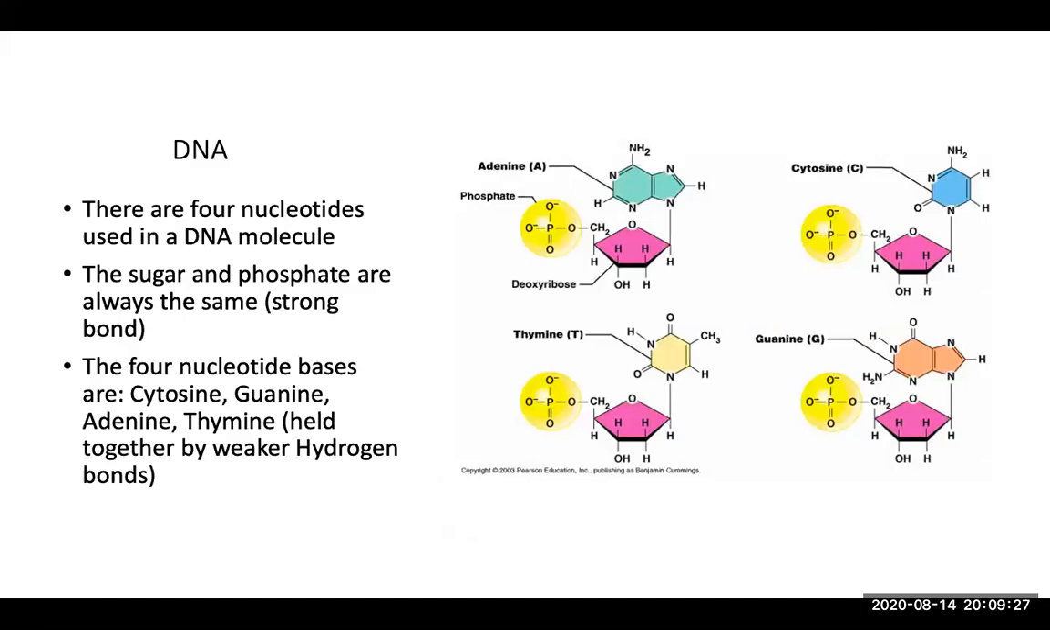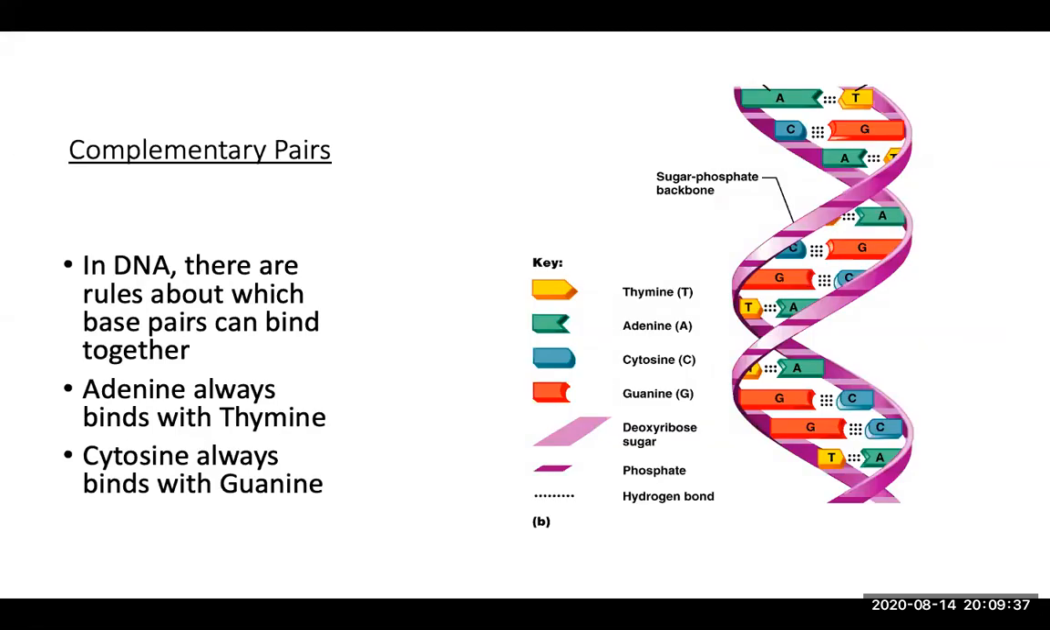There are 4 nucleotides used in DNA. The bases are cytosine, guanine, adenine, and thymine. They're held together by weak hydrogen bonds. They're all complementary, so thymine and adenine will always pair up, and cytosine and guanine will always pair up.